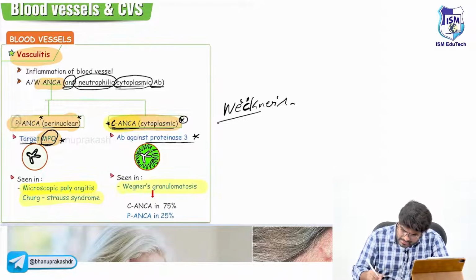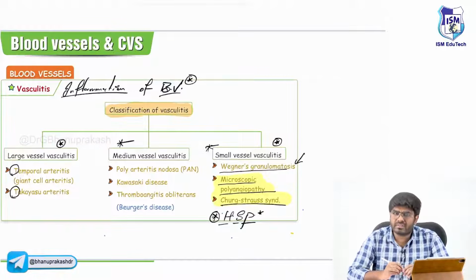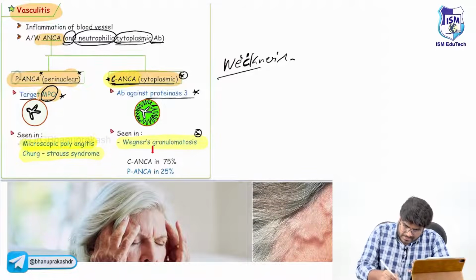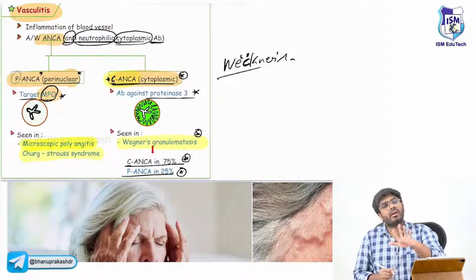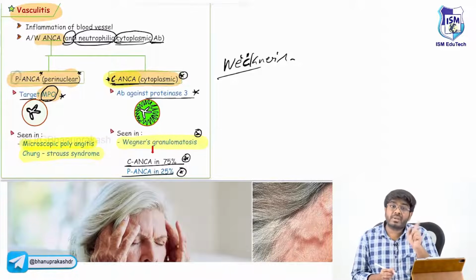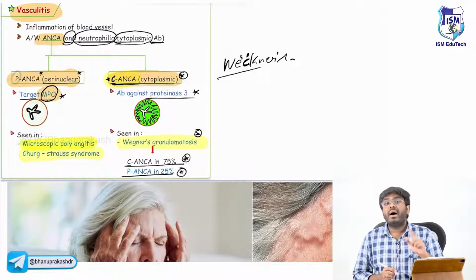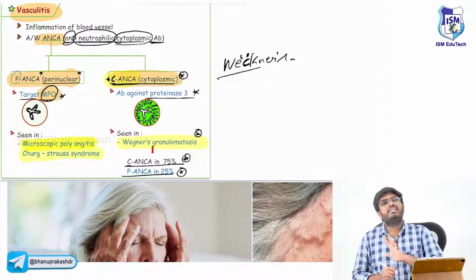Now, what exactly is this Wegener's granulomatosis? Where have we studied about this? Look here guys, Wegener's granulomatosis is also a type of small vessel vasculitis, right? In 75% of the cases, there is presence of C ANCA, and in 25% of the cases, P ANCA is positive. So P ANCA is present in Wegener's granulomatosis, true. It is present in microscopic polyangiitis, Churg-Strauss syndrome, true. But in 75% of cases of Wegener's granulomatosis, there is C ANCA.